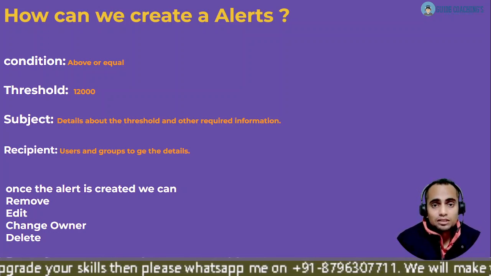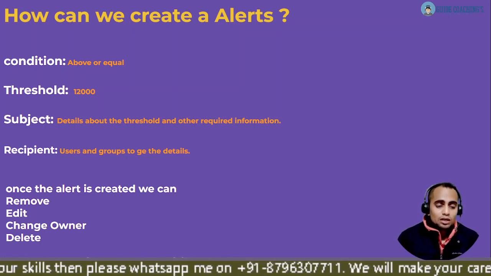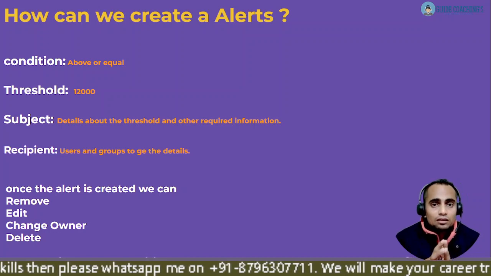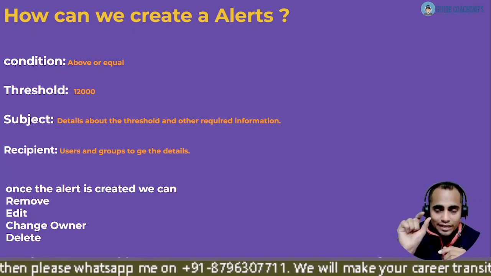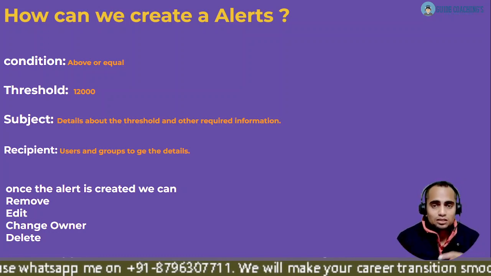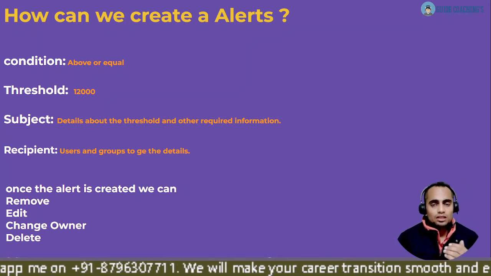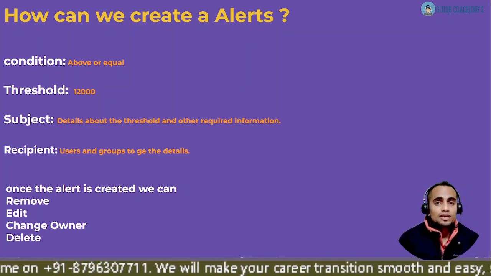Now the second part is if we want to update an alert, how we can do it. Once the alert is created, we will click on that particular alert and we will see these four options: remove, edit, change owner and delete. These are the options which are available for the alerts.